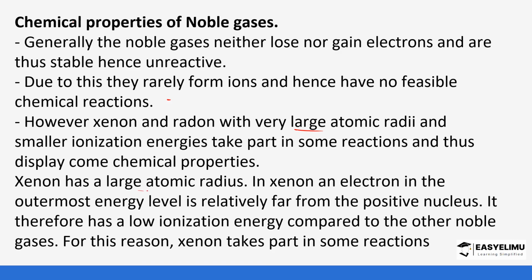We say this because it has a large atomic radius. So the outermost electron is very far from the positive nucleus. So it is weakly attracted by the nucleus. So it has very low ionization energy compared to other gases. That is the reason why xenon takes part in some reactions. So this is the reason why we no longer call the noble gases inert gases. They are not called inert gases because xenon can actually take part in some reactions, mostly with the strongly electronegative fluorine.